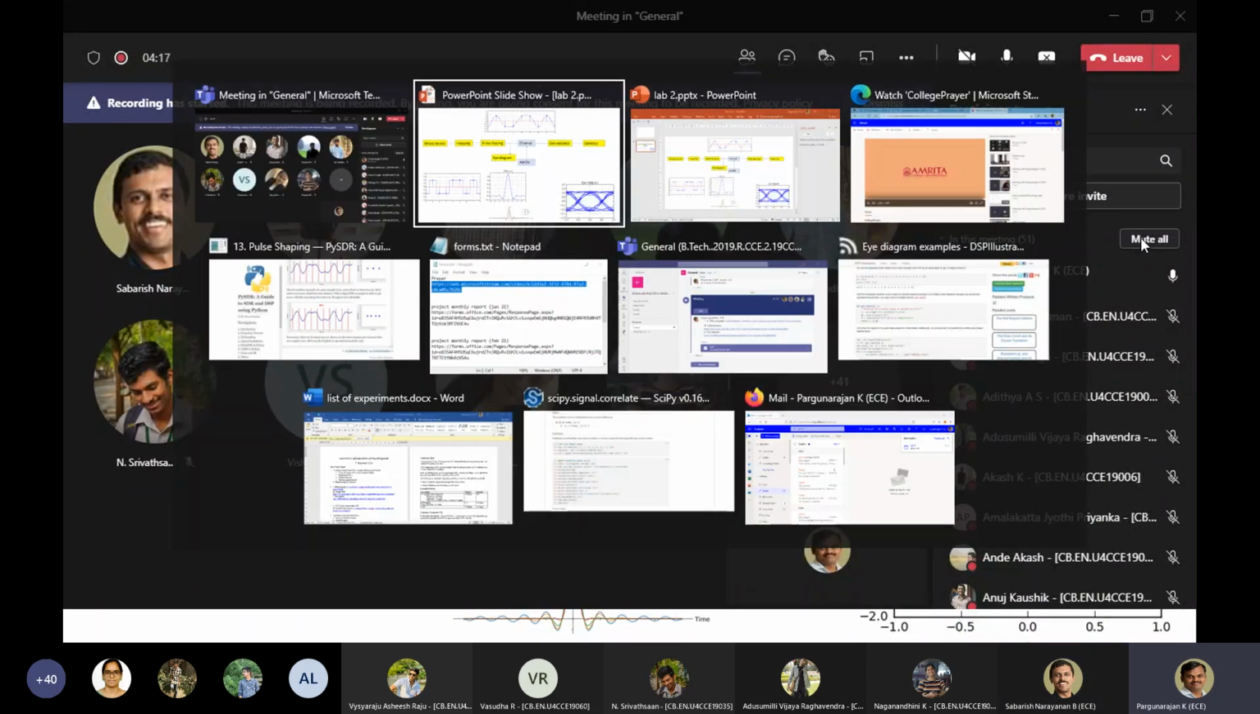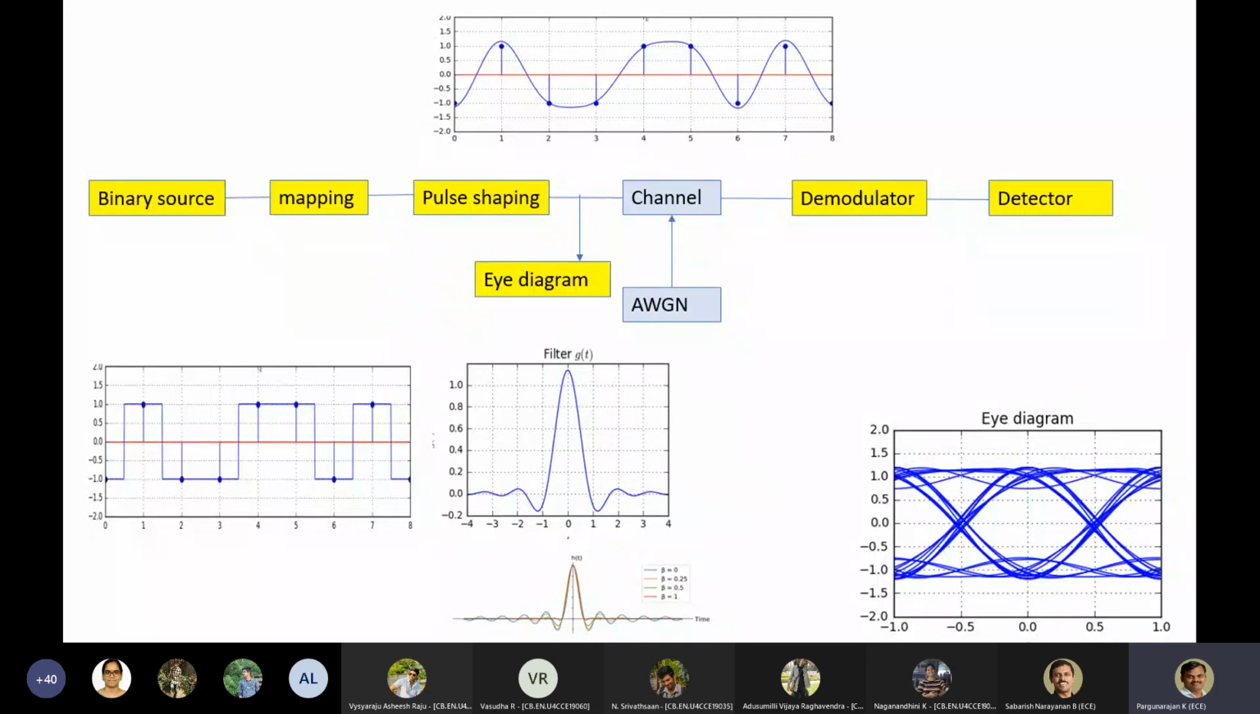Okay, today we are trying to implement this particular block. Whatever things are available in yellow, we are trying to implement. Whatever things are in the blue, we are going to do in the next class, and we are going to combine with this.